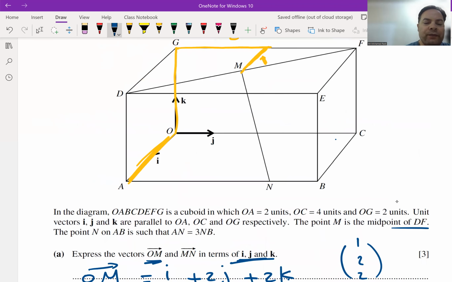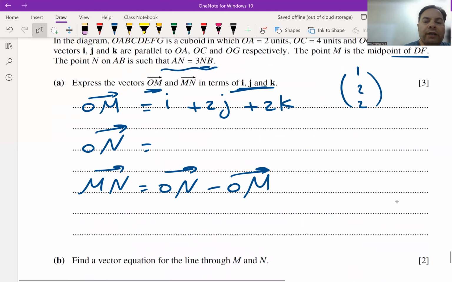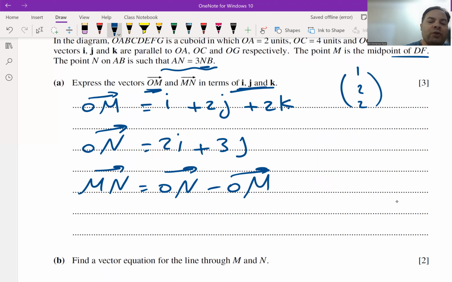Where is N first? It's written N on AB, where the ratio AN is 3NB. 3NB means 3 to 1, and the whole distance is already 4. So this part is 3 units and this part is 1 unit. To move from O to N, we first move with 2i, then 3j. 2i and 3j. Now, how to get MN?